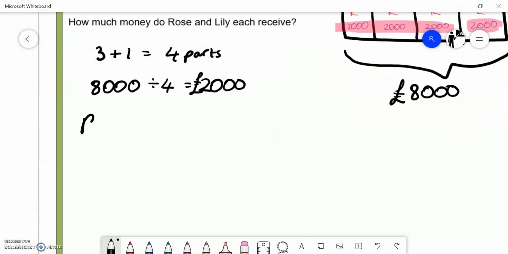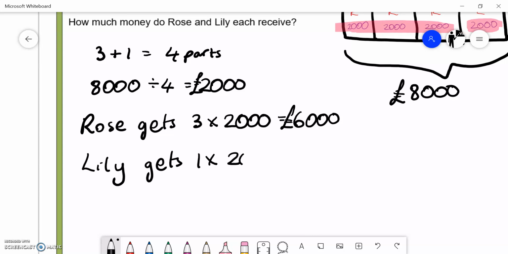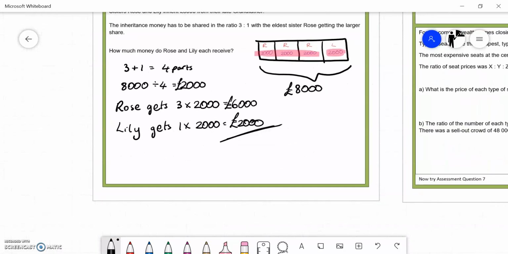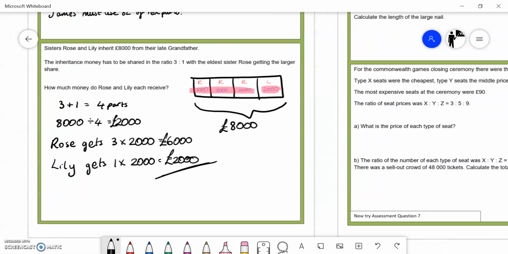So Rose gets 3 parts. So Rose gets 3 lots of 2,000. Rose gets £6,000. Lily gets 1 lot of 2,000. So Lily's just getting £2,000. You know if you're right here because the two amounts that are being shared should add up to the total, which in this case was 8,000.